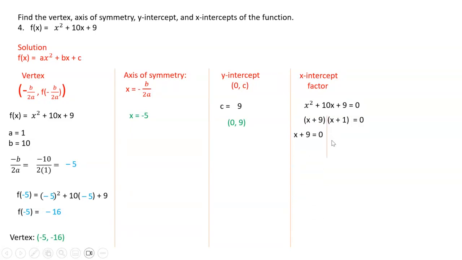So we let them both equal 0, and we solve for x. x equals negative 9, and x equals negative 1. So these are my x-intercepts: negative 9, 0, and negative 1, 0. And more likely, they also want you to graph it, right? But in my exam, I didn't ask them to graph it. So this is what you're looking for: the vertex, axis of symmetry, y-intercept, and x-intercept.